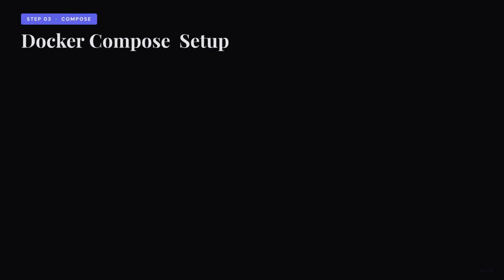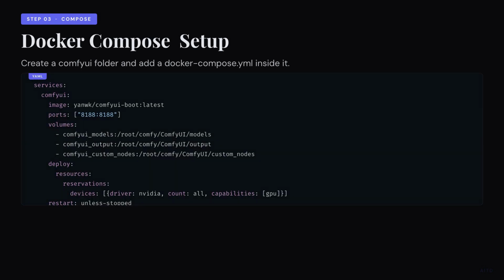For a repeatable setup, use Docker Compose. Create a new folder called comfyui, then create a docker-compose.yml file inside it. The compose file defines the same image, the same 3 volumes, and the GPU device reservation.